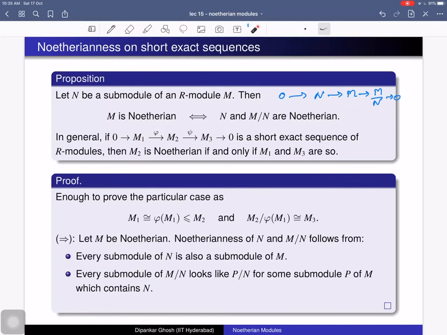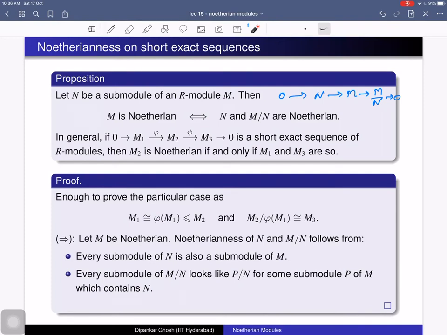And for this quotient module, by the first isomorphism theorem, M3 is isomorphic to M2 modulo kernel psi, and kernel psi is the same as image phi. Therefore M2 modulo image of phi is isomorphic to M3. So M3 is Noetherian if and only if this quotient module is Noetherian. So if we have this particular case, using that we can have the general case because of these isomorphisms. So let's prove this particular case.